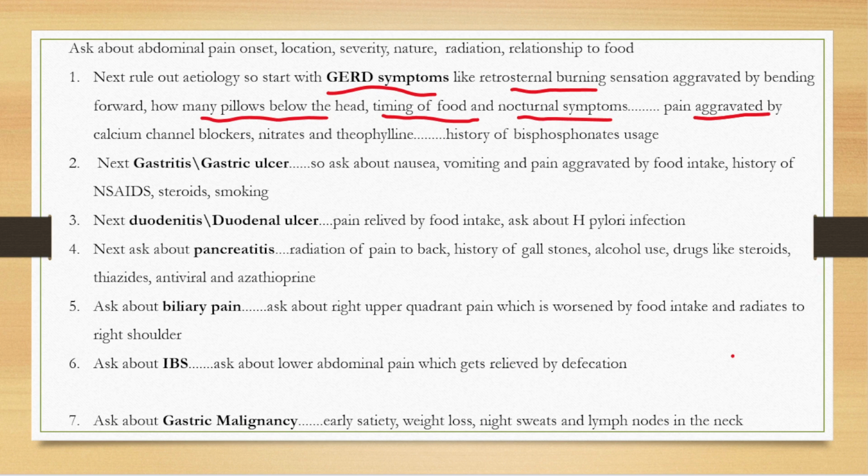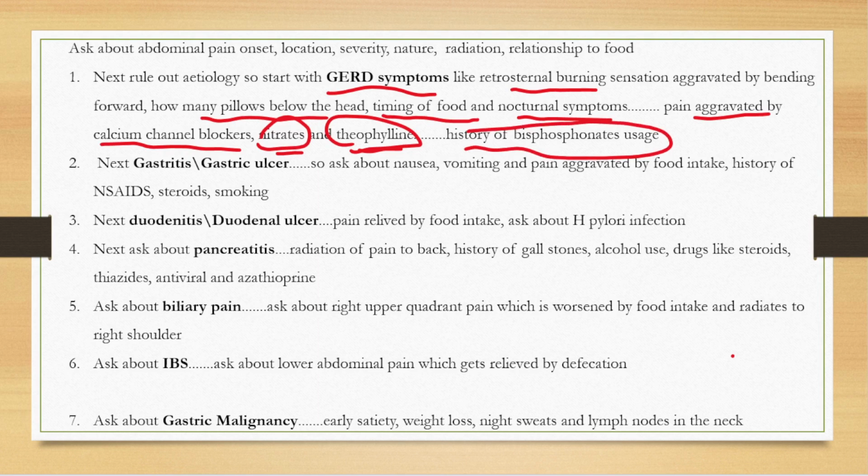This pain is increased particularly by calcium channel blockers, nitrates, and theophylline. So ask about blood pressure. Ask about any heart problem. Ask about any respiratory problem, asthma, COPD, and whether they are taking theophylline or not. Ask about bisphosphonate use. If they have osteomalacia and are taking bisphosphonates, it can cause esophagitis, so it will present with sternal burning pain.